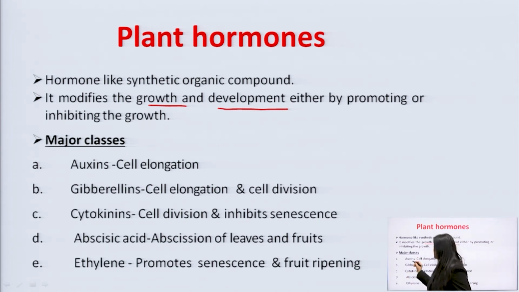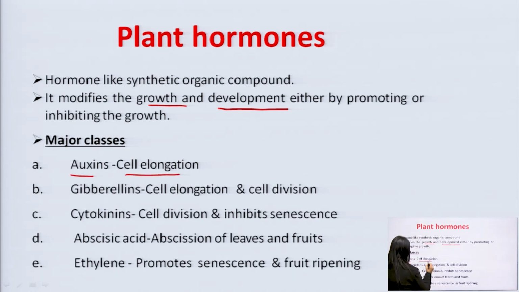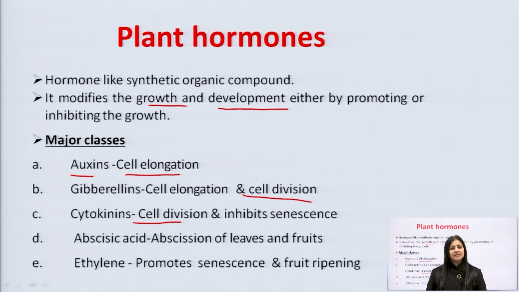Now, the major classes of plant hormones include auxins, which are used for cell elongation; gibberellins, which serve the purpose of cell elongation along with cell division; cytokinins, which help in cell division and inhibit senescence; abscisic acid, which causes the abscission of leaves and fruits; and ethylene, which promotes senescence and fruit ripening.